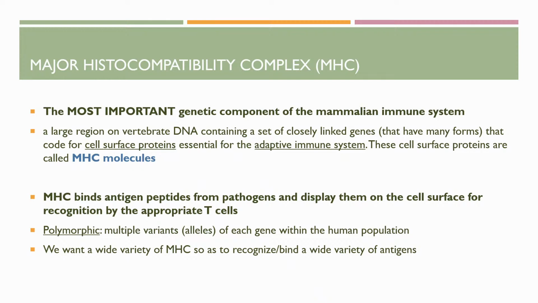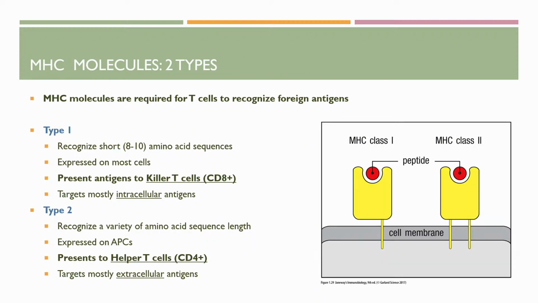Saying that there are a set of closely linked genes that have many forms means that they are polymorphic, which means you have multiple variants of each gene within the human population. And we want all these different variants because we want to recognize different antigens. So MHC molecules are required for T cells to recognize foreign antigens.